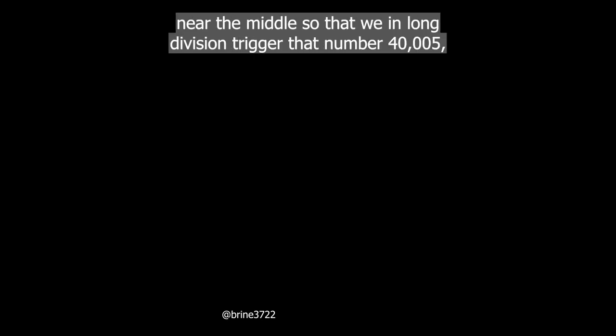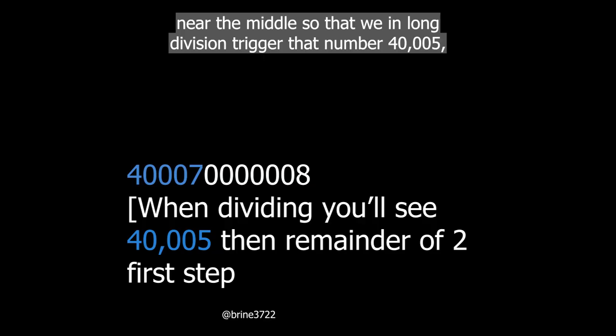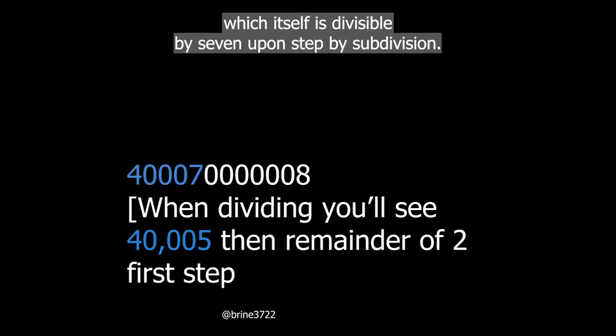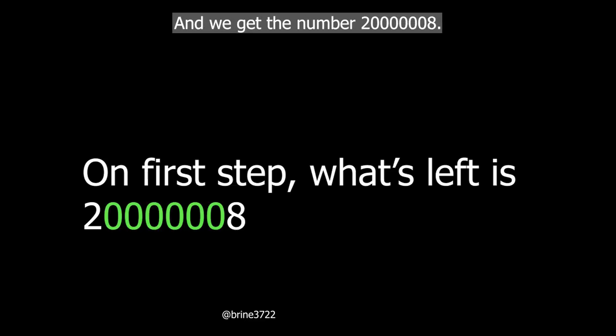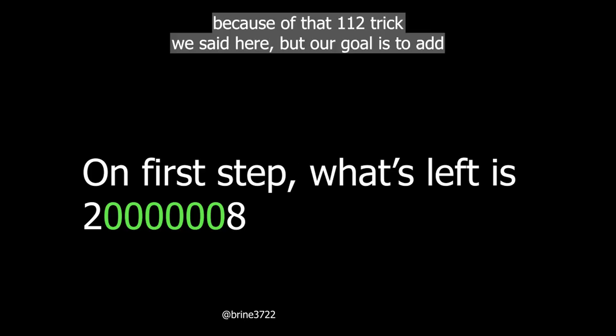To customize it simply, let's look at this unusually large number and put a 7 right near the middle so that we, in long division, trigger that number 40,005, which itself is divisible by 7 upon step-by-step division. So it transforms into 4,000,700,000,000,8. But we break it down and focus on the remainder of 2 after that first initial division step. And we get the number 2,000,000,0008. It's already divisible by 7, but our goal is to add a 7 somewhere there and divide it again.